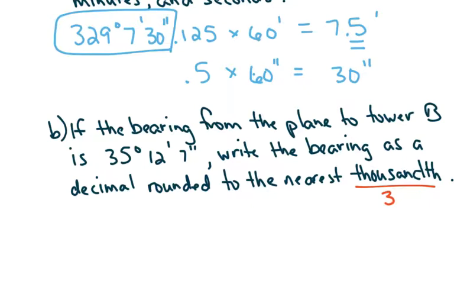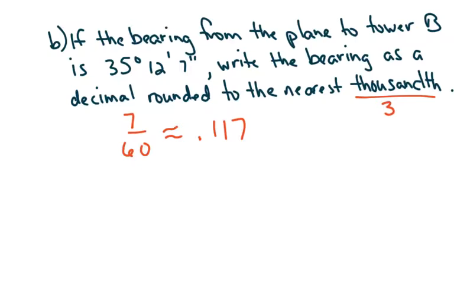So in the previous problem, in order to change it to degrees, minutes, and seconds, we kept multiplying by 60. So if we're going to go the other direction, what's the opposite of multiplying? Dividing. So we're going to start with the 7 seconds, and we're going to divide it by 60. And 7 divided by 60 is approximately 0.117, because you get 1, 1, and 6 repeating. Now we're going to take this number, we're going to tack it onto the 12.